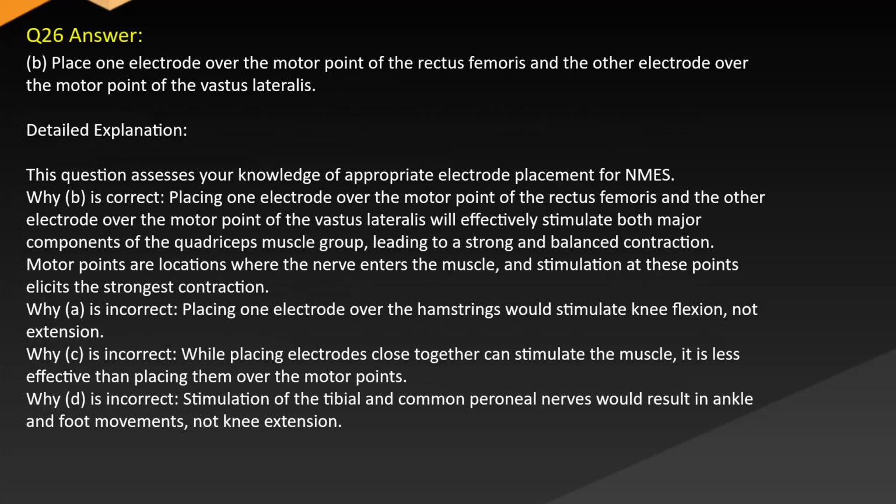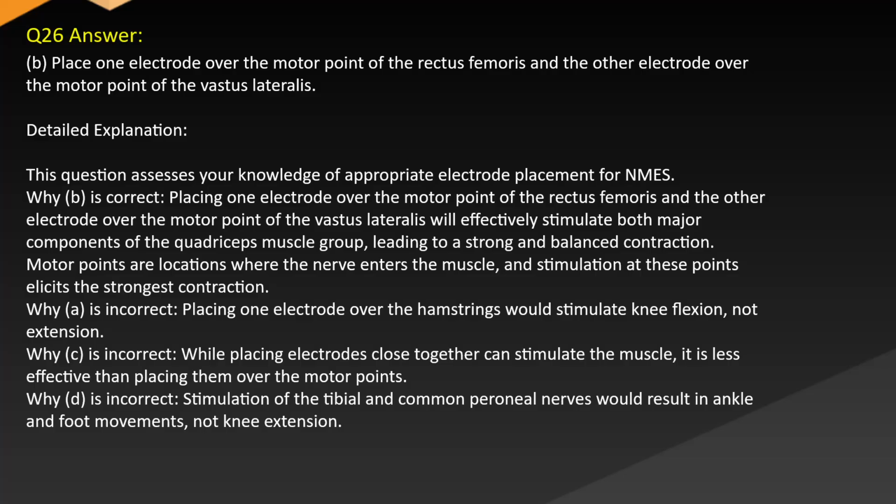Answer: B. Place one electrode over the motor point of the rectus femoris and the other electrode over the motor point of the vastus lateralis. Detailed explanation. This question assesses your knowledge of appropriate electrode placement for electrical stimulation. Why B is correct. Placing one electrode over the motor point of the rectus femoris and the other electrode over the motor point of the vastus lateralis will effectively stimulate both major components of the quadriceps muscle group, leading to a strong and balanced contraction.